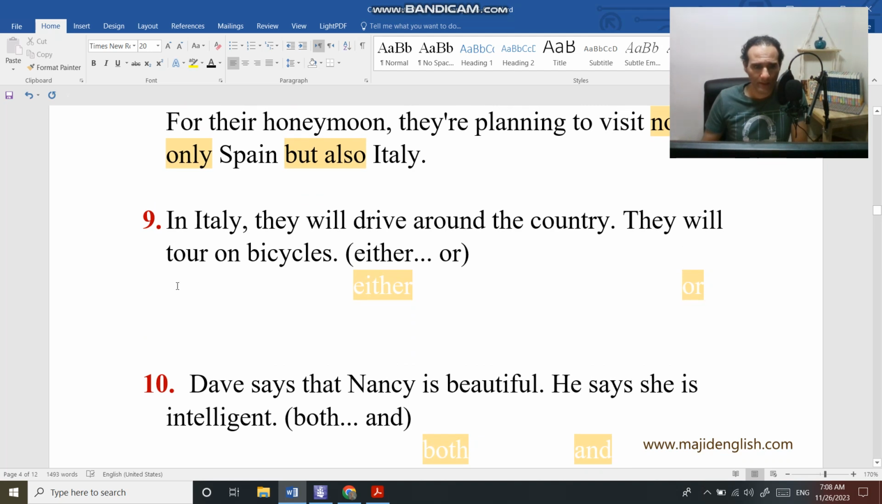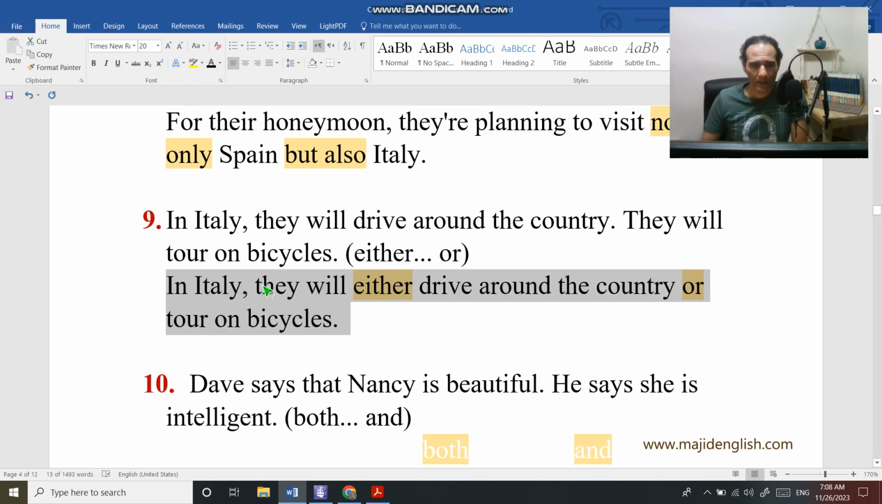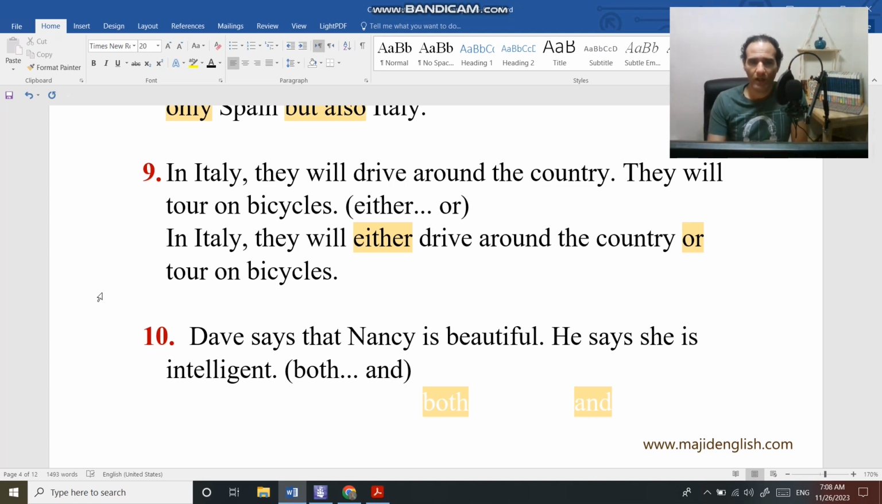In Italy, they will either drive, they will either tour as a verb. So connecting two verb phrases together, and we say, in Italy, they will either drive around the country or tour on bicycles. Drive around the country, verb phrase, tour on bicycles, verb phrase. So connecting two verb phrases together, yeah? Both of them are parallel.